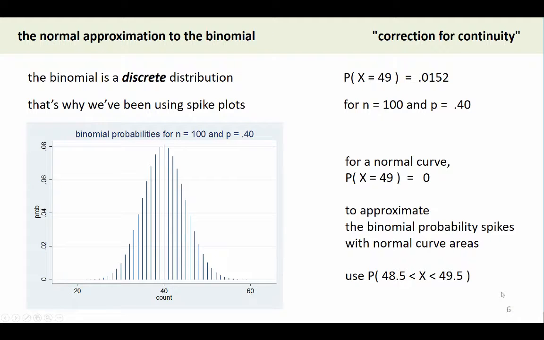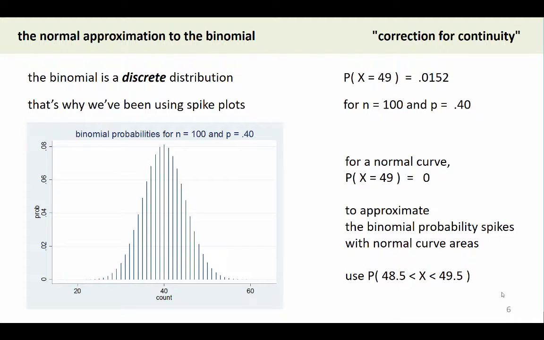There's something we're going to talk about in our work with the normal approximation to the binomial that's called a correction for continuity. And what we mean by that is the binomial is actually a discrete distribution. That's why we've been using spike plots like this. So if you take a look at this binomial distribution with an n of 100 and a p of 0.40, the probability that the count is equal to 49 is pretty small, but it's a positive number, 0.0152.